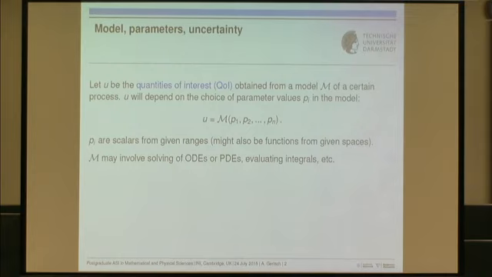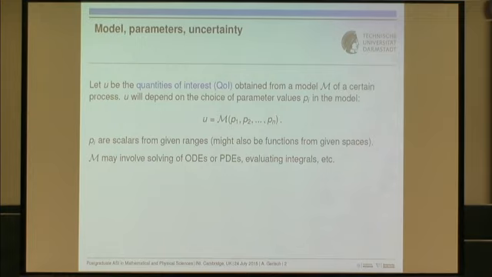And that quantity of interest u will depend on the parameters which you put into the model. And the parameters are denoted by pi. There can be more than one. And we can write this in short: u is a function M of the parameters. And the pi's are scalars from given ranges, for instance. There might also be functions from given spaces, like space-dependent, time-dependent functions. We'll come to that later in the presentation.